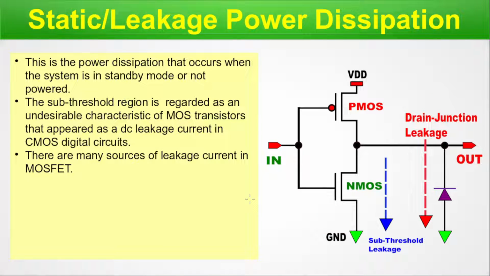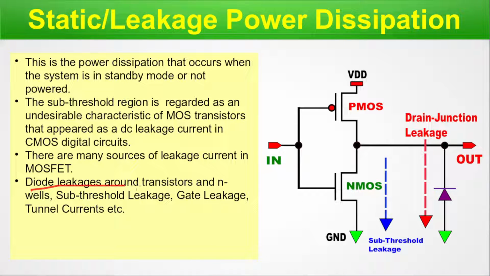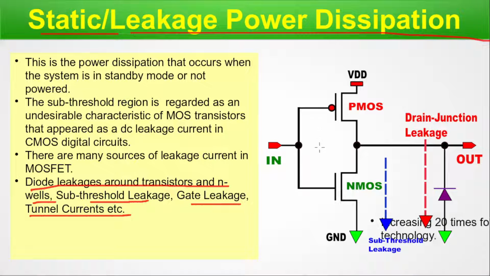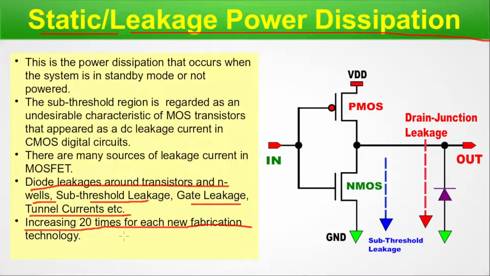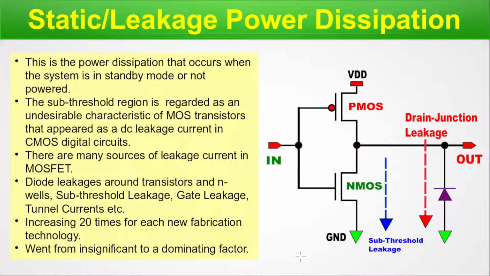There are many sources of leakage current in MOSFET: diode leakage around the transistor and N-well, subthreshold leakage, gate leakage, tunnel currents, etc. All these types of leakage currents contribute to the total static or leakage power dissipation, increasing 20 times with each new fabrication technology. So as we go down node by node, this increases 20 times. It went from insignificant to a dominating factor. I will explain this to you.